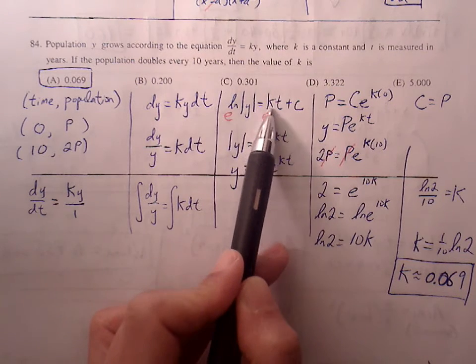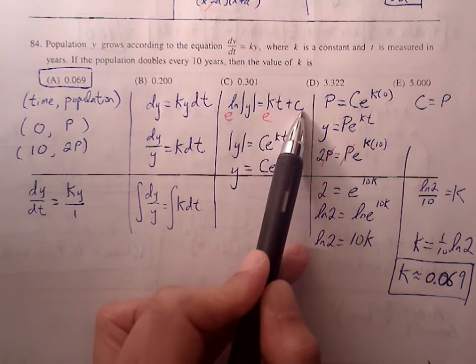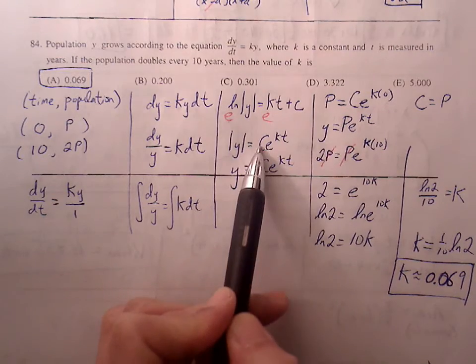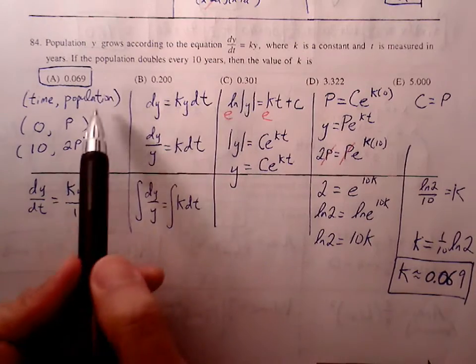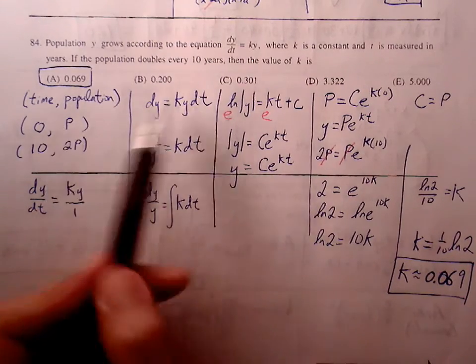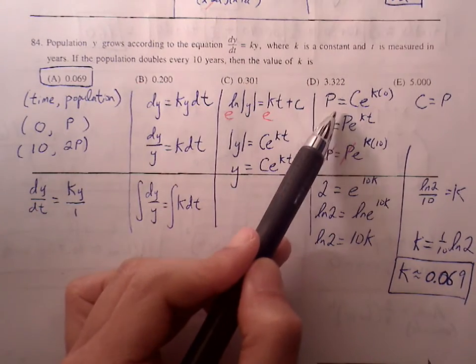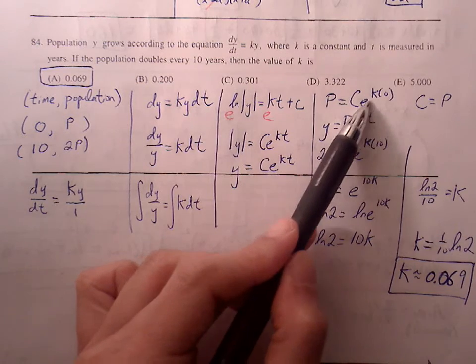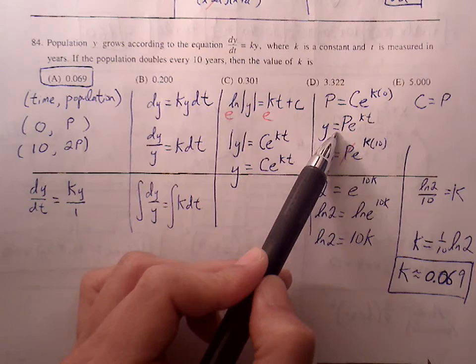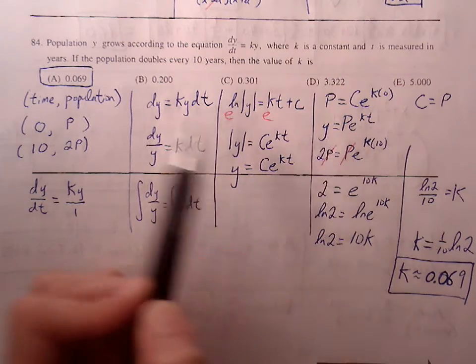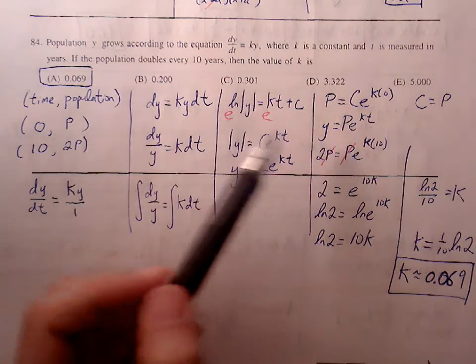This becomes e to the kt times e to the c. e to the c is just a constant. We can push the constant out in front. And now we have a general equation to work with. I'll plug in my initial ordered pair, (0, p). I get p equals c e to the k times 0, which is c is equal to p. I updated my equation.